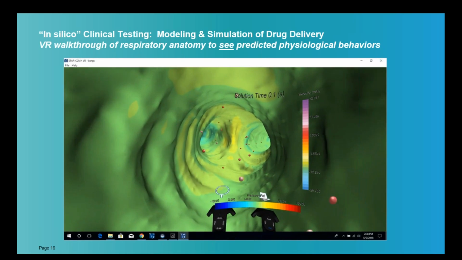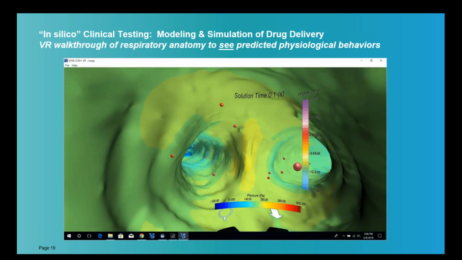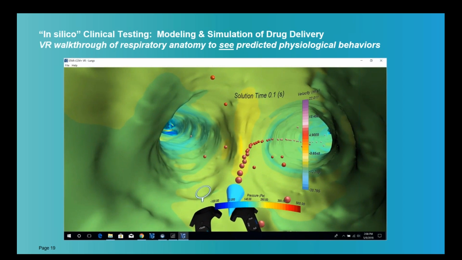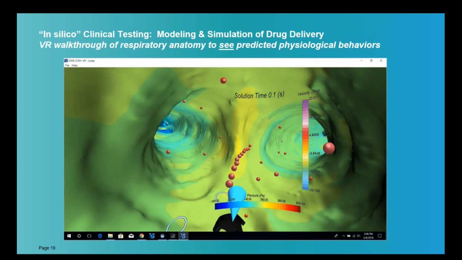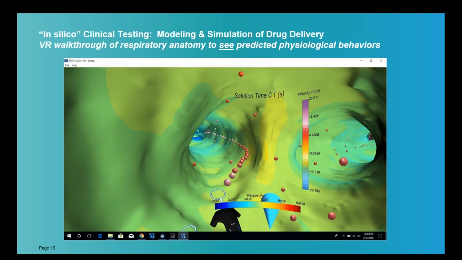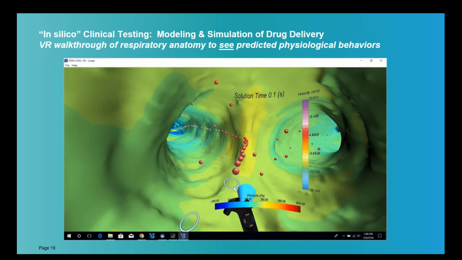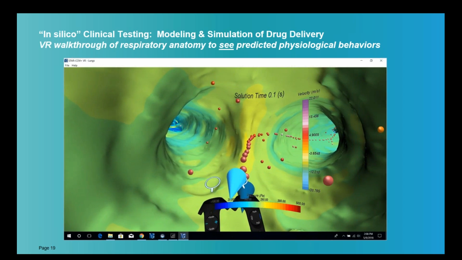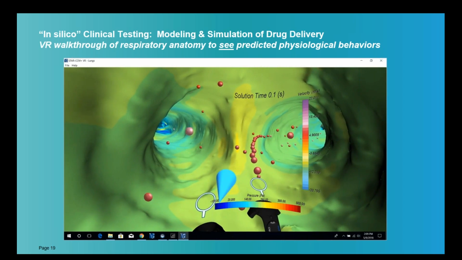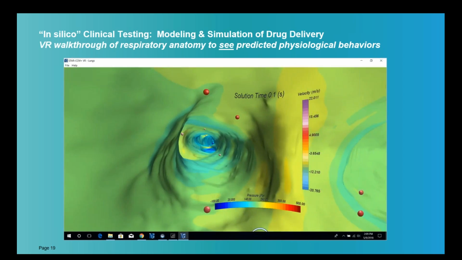Here's an example of a simulation result that illustrates the power of CFD for modeling very complex fluid dynamics that occur while breathing in a mist or powder for drug delivery. So here we've captured a user using a VR headset to look down the throat towards the lungs and disperse particles into the predicted flow field.